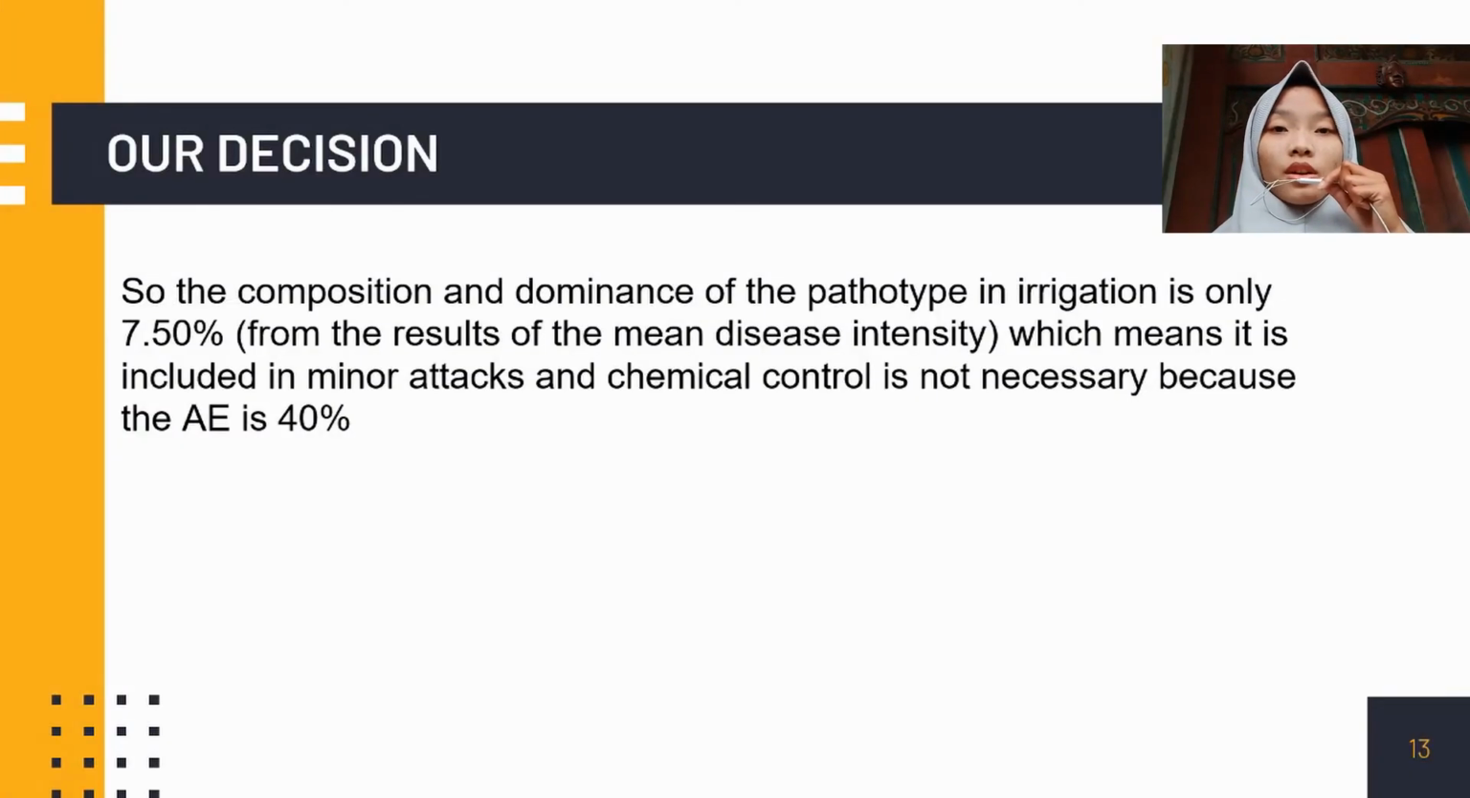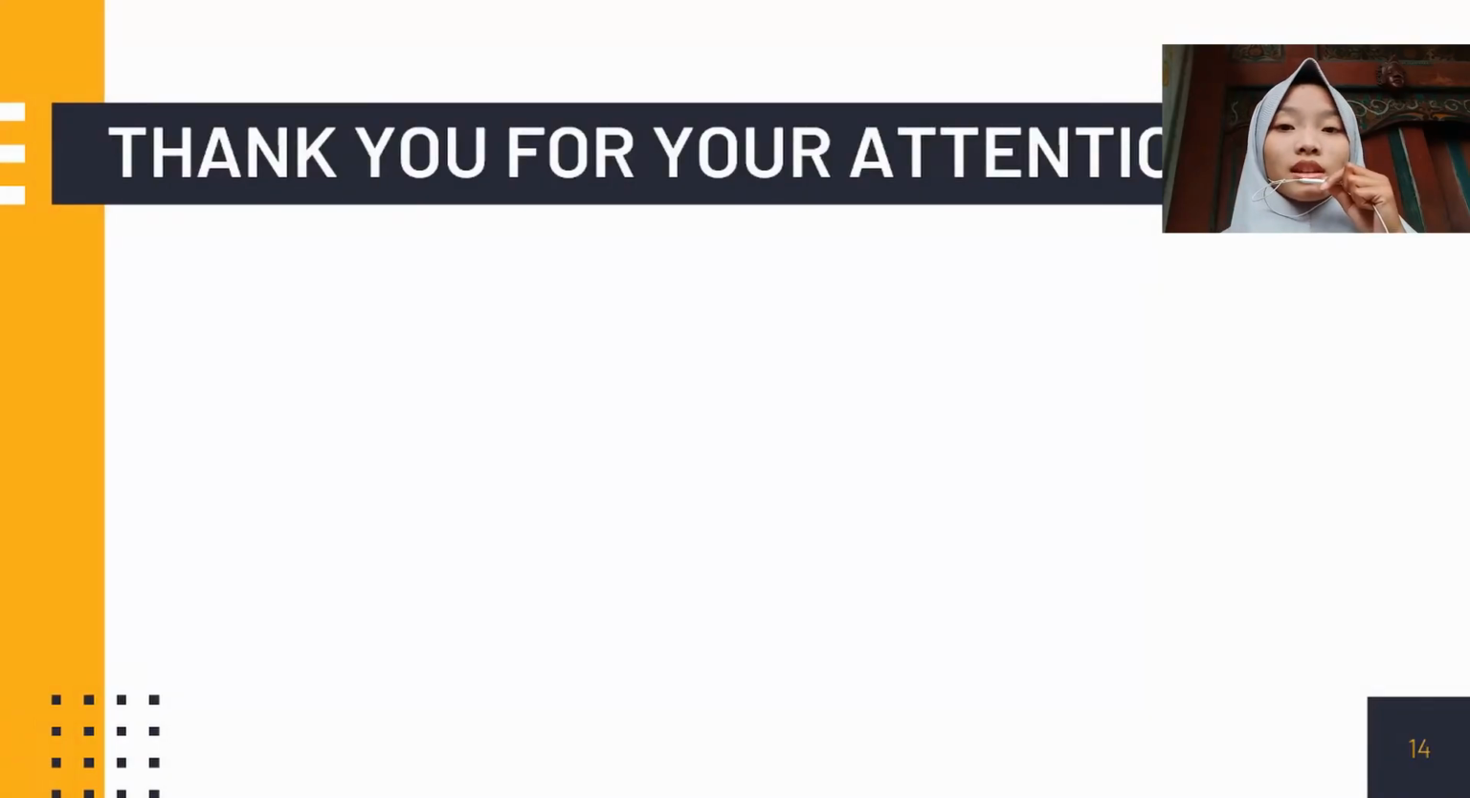And the last one is our decision. The composition and dominance of the pathotype in irrigation is only 7.50% from the result of the mean disease intensity, which means it is included in minor attacks, and chemical control is not necessary because the economic threshold is 40%.